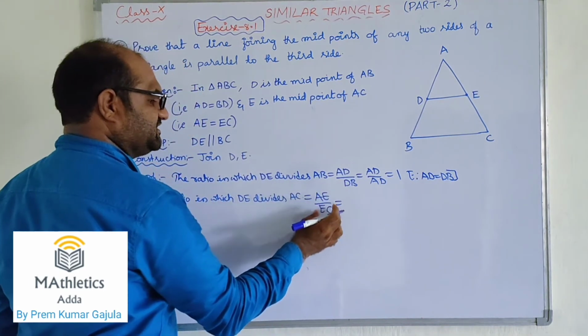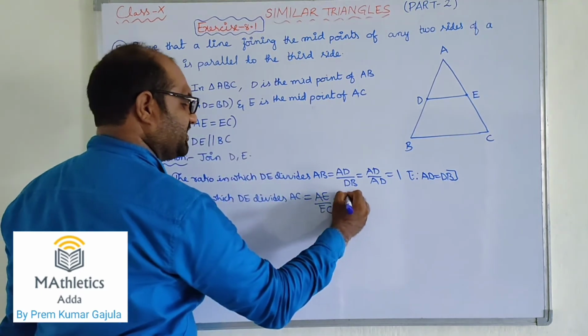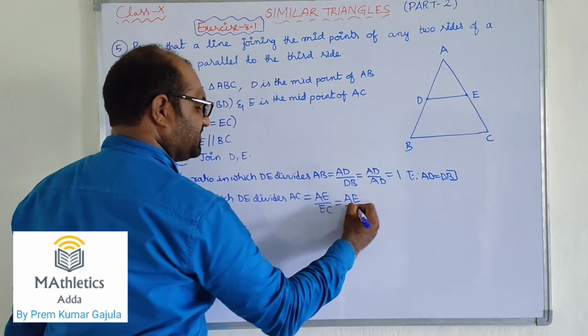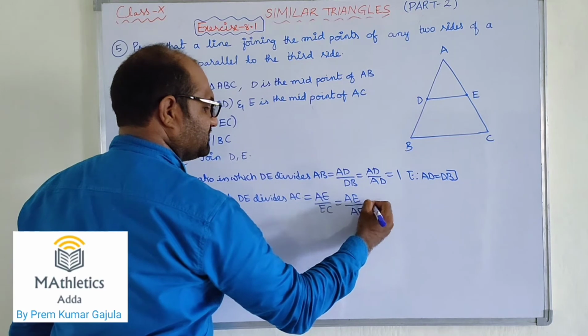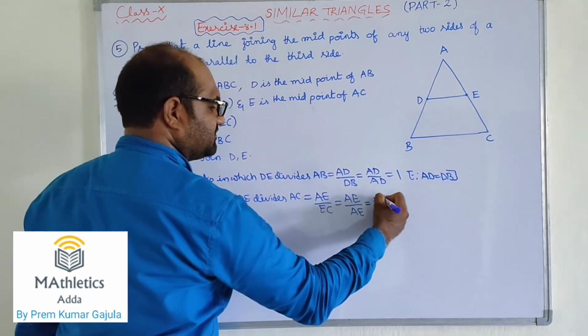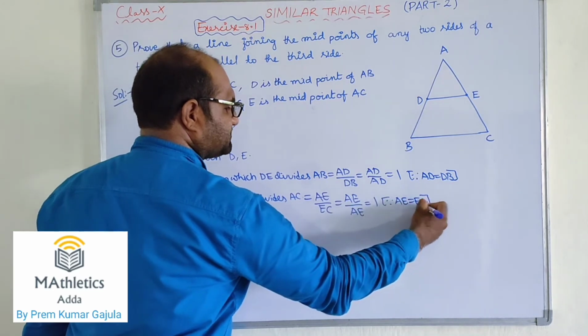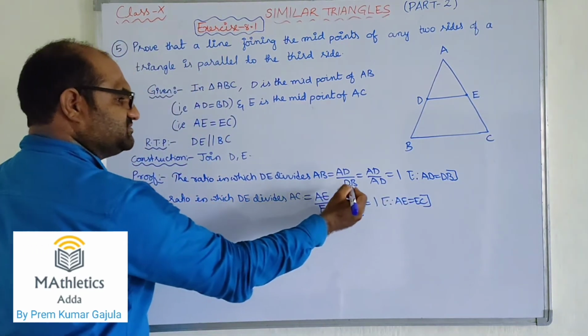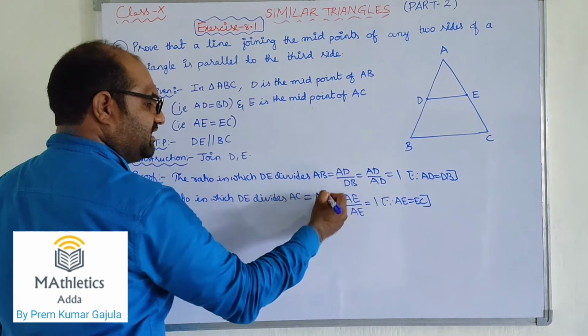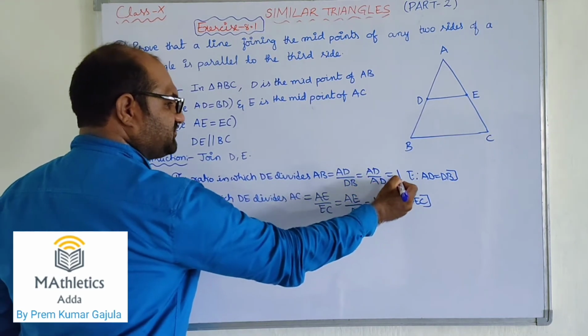And we know that AE is equal to EC. Why? Because E is the midpoint. So in the place of EC, I am writing AE once again. Okay, you will get 1. The reason is AE is equal to EC. So here if you observe, AD by DB and AE by EC, both ratios we have got equal.